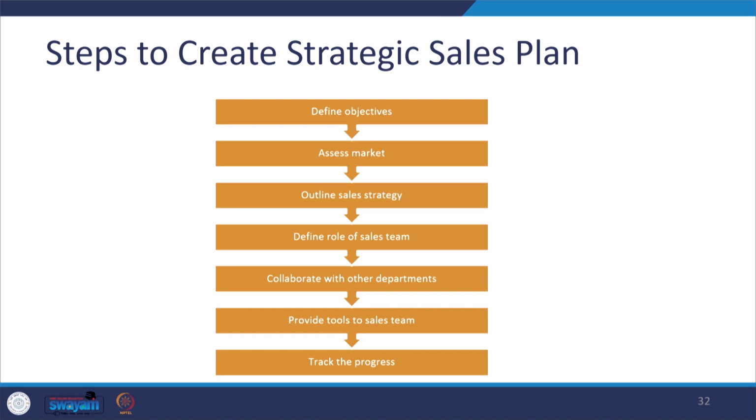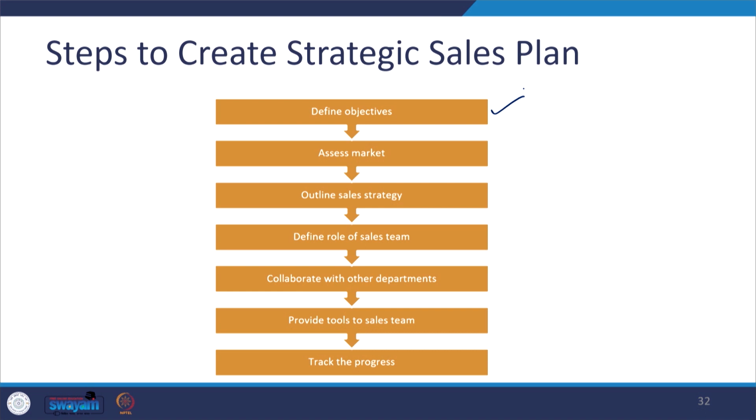Coming to the steps to create a strategic sales plan. Now you know what the strategic sales plan is and how it is different from a business plan. Let's look at the steps that should be followed to create one. Start with defining objectives for the sales, assess the market, that is the current situation of the company or a particular product or brand, outline a sales strategy, define the role of the sales team that is part of that objective, then collaborate with other departments, provide tools to the sales team, and then ultimately track the progress.